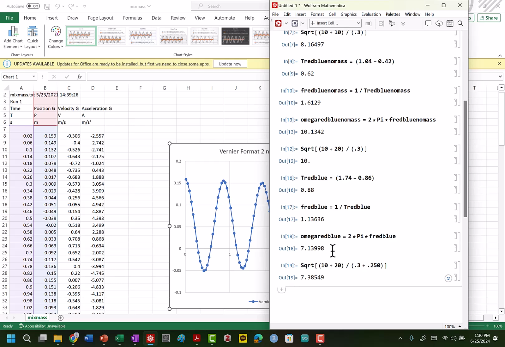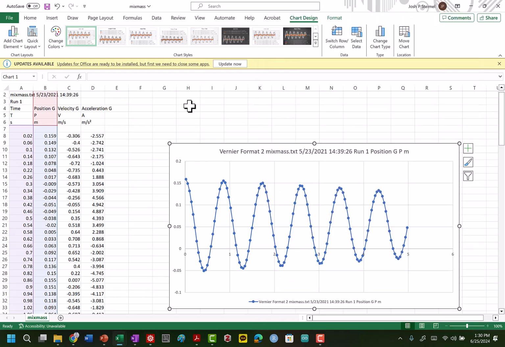Beautiful. So make sure you include these calculations. Make sure you include graphs, and we'll see you in the next lab for some materials, hopefully.